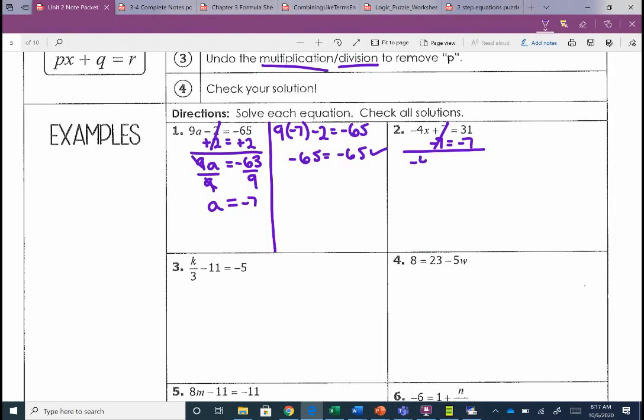Here we go. So we have a -4x. And then, guys, don't hesitate to double-check yourself even with the calculator on the subtracting. That's okay. 31 - 7. I saw a variety of answers. It should be 24.